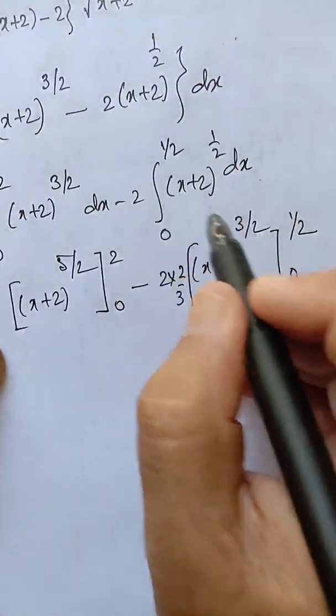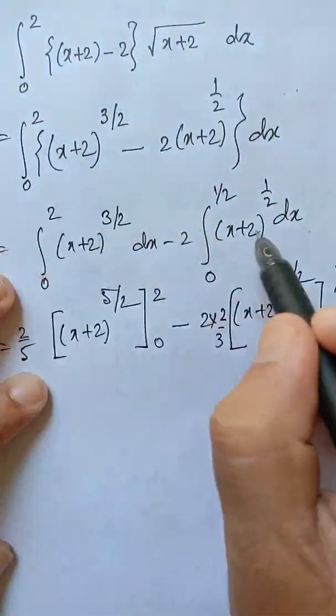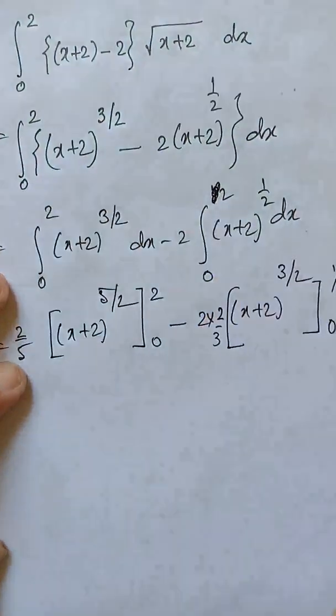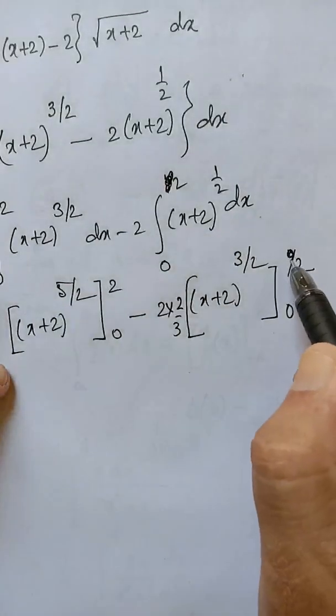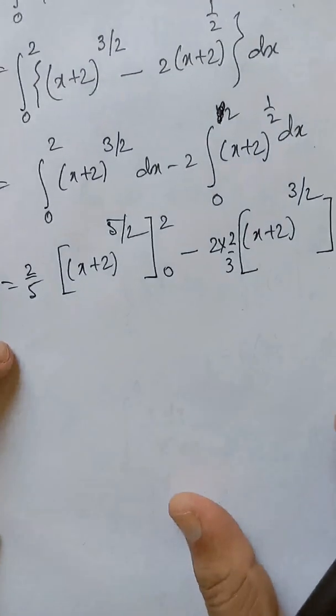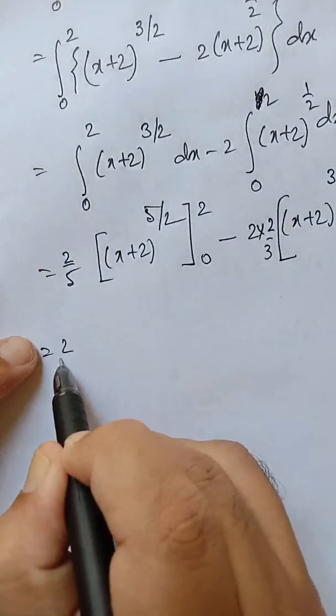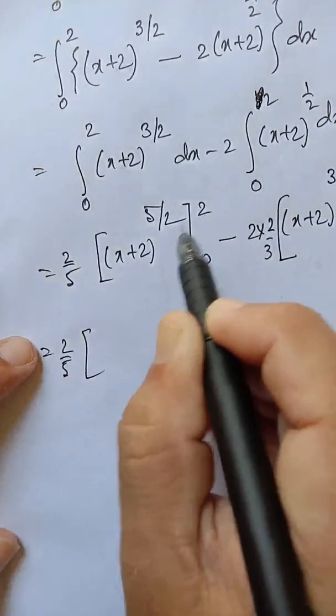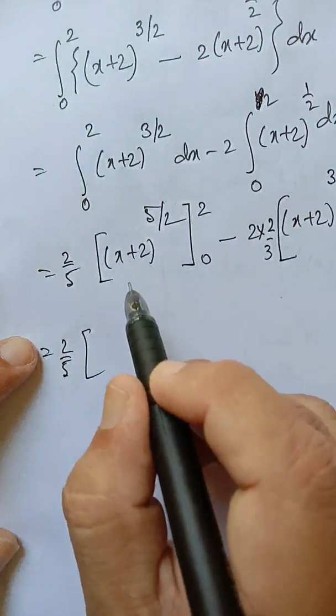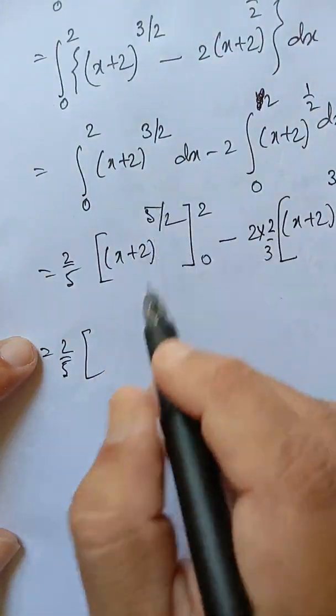Sorry, not 0 to half, it will be 0 to 2, not half, sorry, 0 to 2. This also will be 0 to 2, not half. Now 2 by 5, we will put x equal to 2, 2 plus 2, 4 to the power 5 by 2.